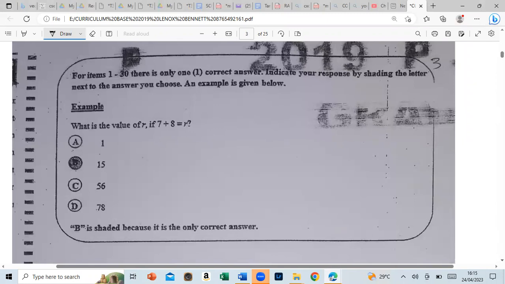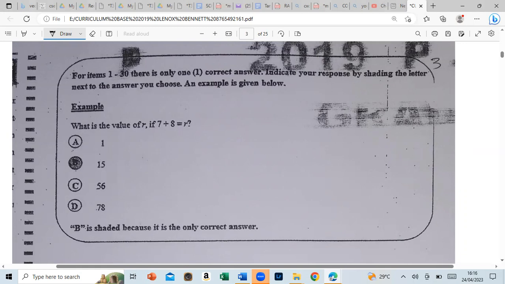Alright, so this is the instruction. For items 1 to 30, there is only one correct answer. Indicate your response by shading the letter next to the answer. Use the example given below. What is the value of R? If 7 plus 8 is equal to R, then R will be 15. So B would be shaded because it's the only correct answer.